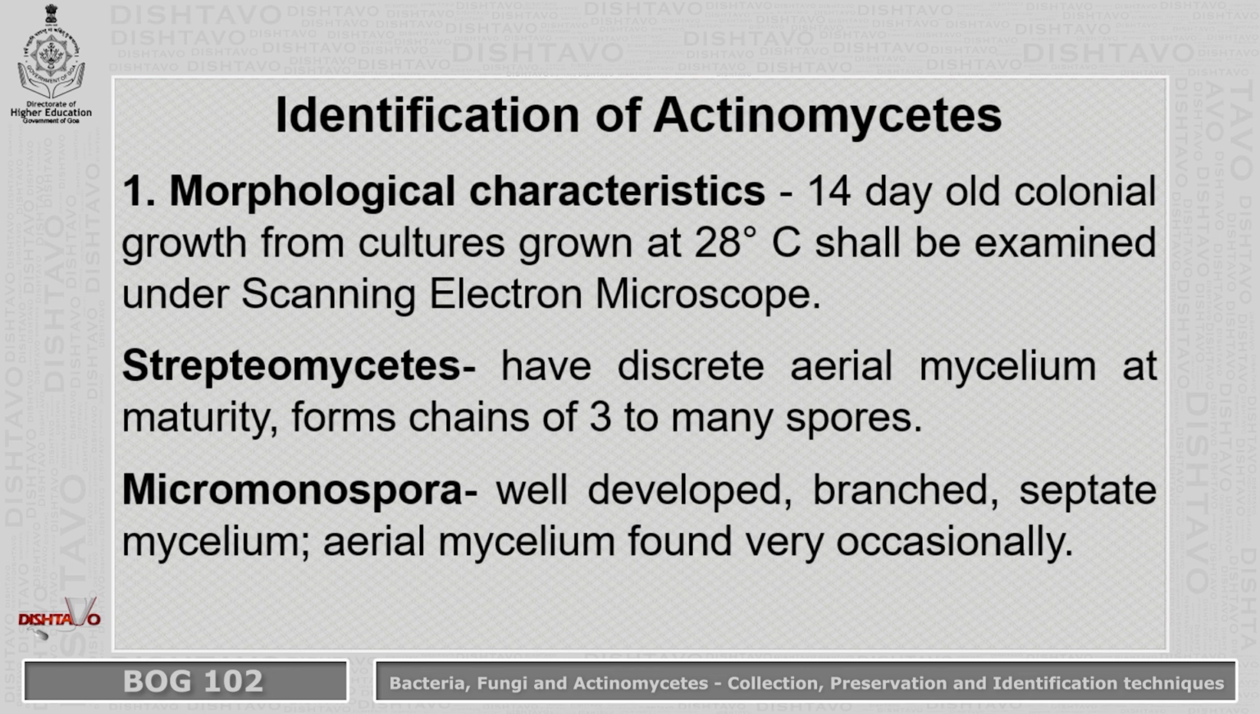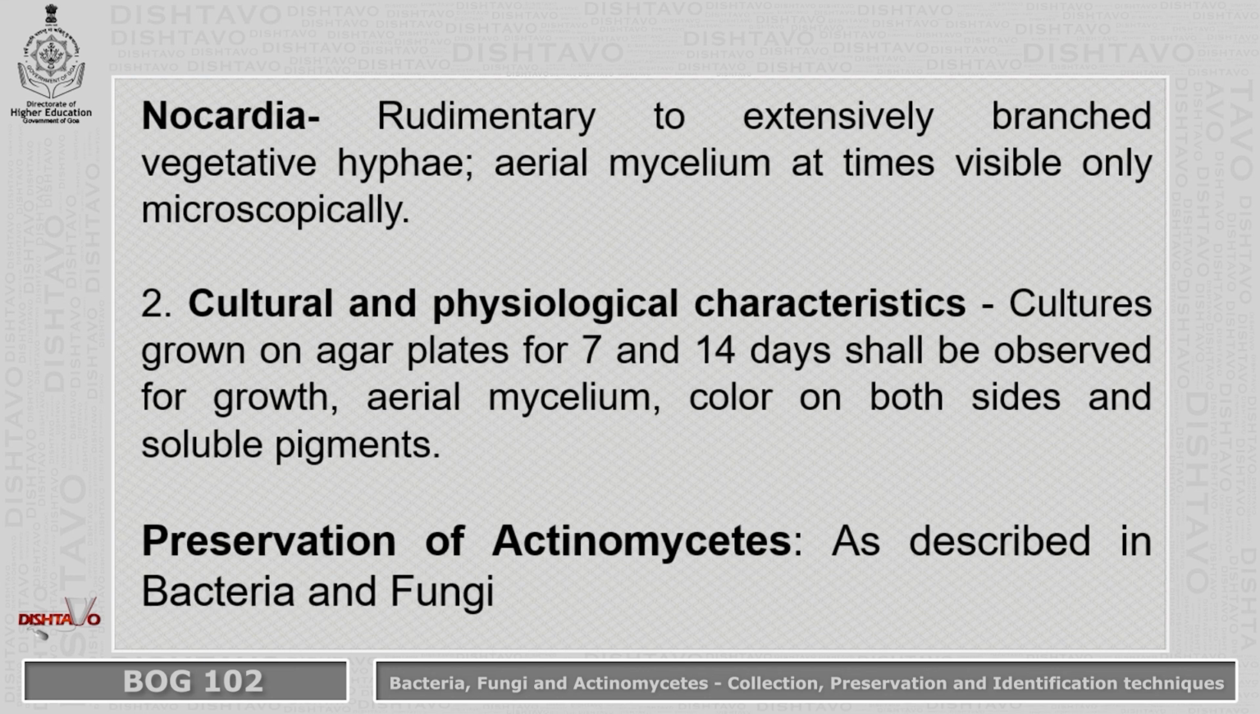Streptomyces have discrete aerial mycelium, whereas Micromonospora have well developed branched septate mycelium, but aerial mycelium is only occasionally found. Nocardia have rudimentary and extensively branched vegetative hyphae. Cultural and physiological characters can also be studied for identification of actinomycetes. Preservation of actinomycetes is also similar to bacteria and fungi.